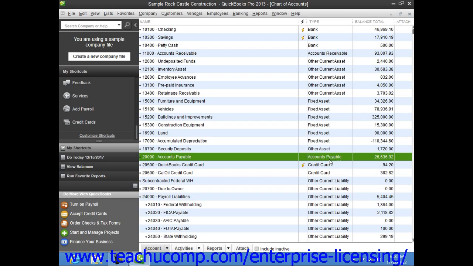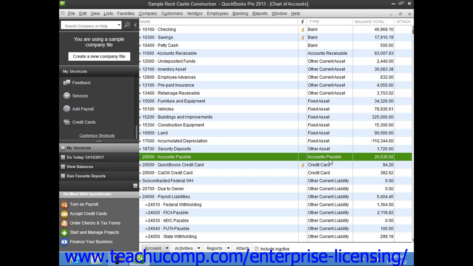Next, we'll look at liabilities. Liabilities are what you owe to others. The unpaid bills that you have are specifically referred to as your accounts payable. A liability could be a loan, an unpaid bill, or taxes owed.